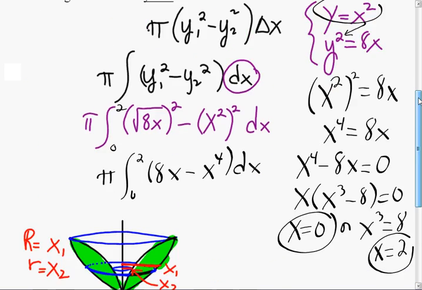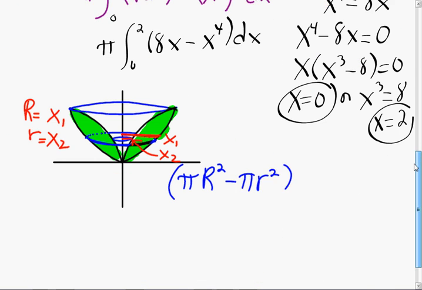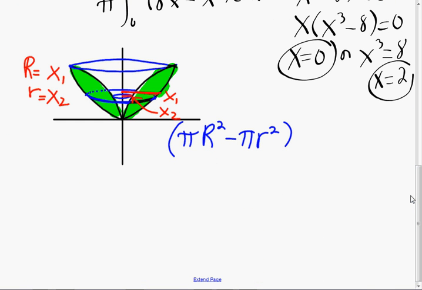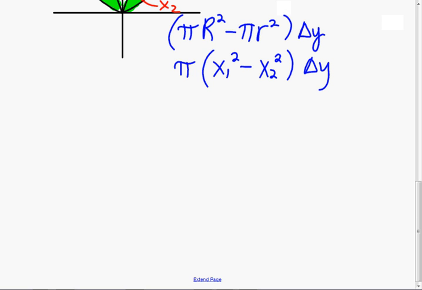This is the second part, 3b. What's the differential? Delta x or delta y? Because that tells me what variable I want. So it's going to be pi, the big radius x1 squared, little radius x2 squared, delta y. I don't want to see x1 minus x2 quantity squared. Never.